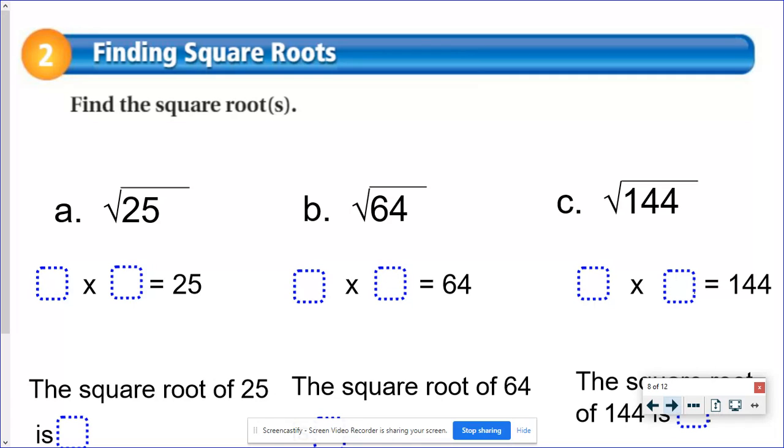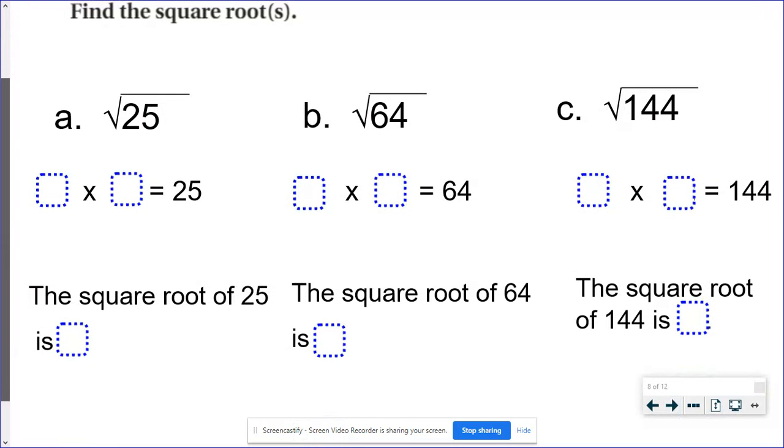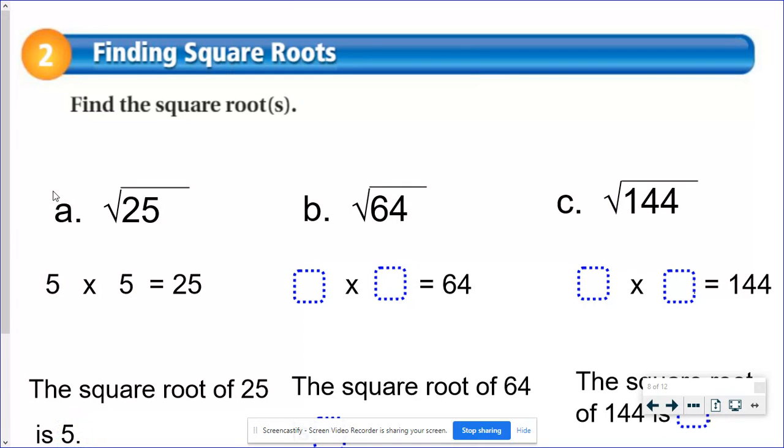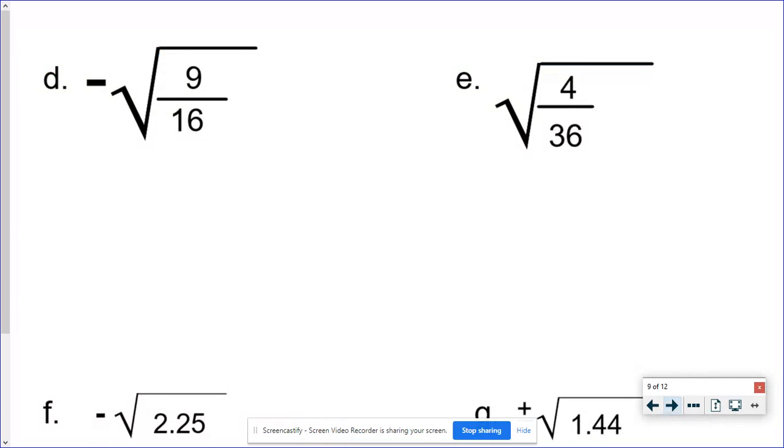So finding square roots, again, this should be super easy and fast, right? The square root of 25 is going to be 5. 5 times 5 is 25, so the square root of 25 is 5. I don't even think that we need to do these because you guys all know those. Again, when we get some fractions, some people freak out a little bit, but please don't. This is telling me I want a negative answer. The square root of 9 is 3. The square root of 16 is 4, so it's just negative 3/4.